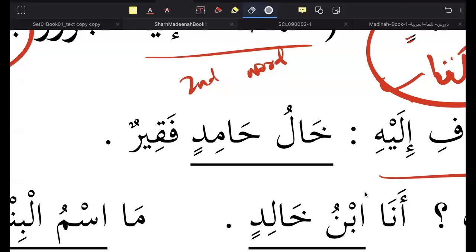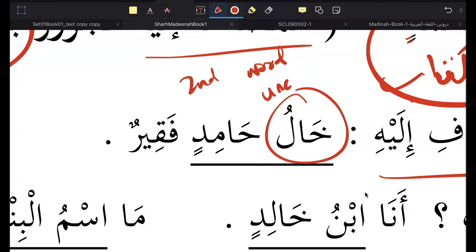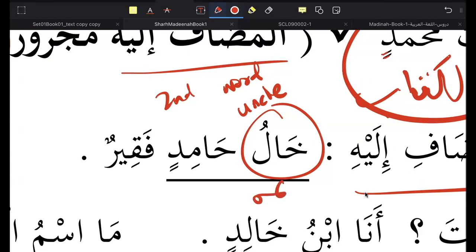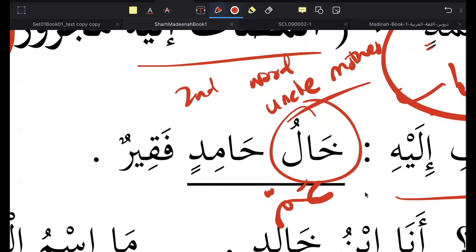Khalu Hamidin. So first of all, what is Khal? Anybody knows what Khal means? Khal is uncle, but from which side? Is it uncle from the father's side? Yes, Khal is uncle from the mother's side. Okay. So Khalu Hamid, Hamid's uncle or uncle of Hamid.